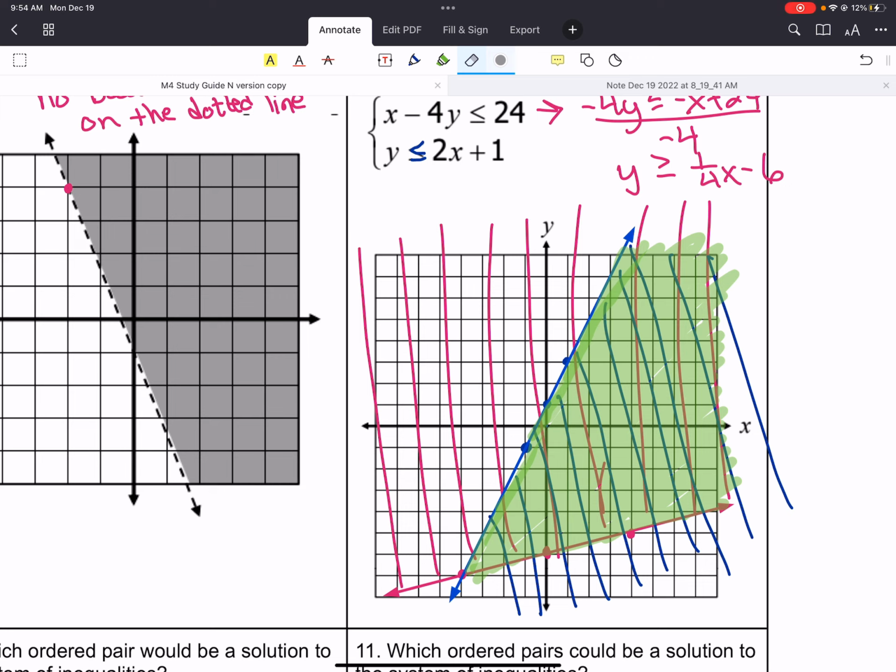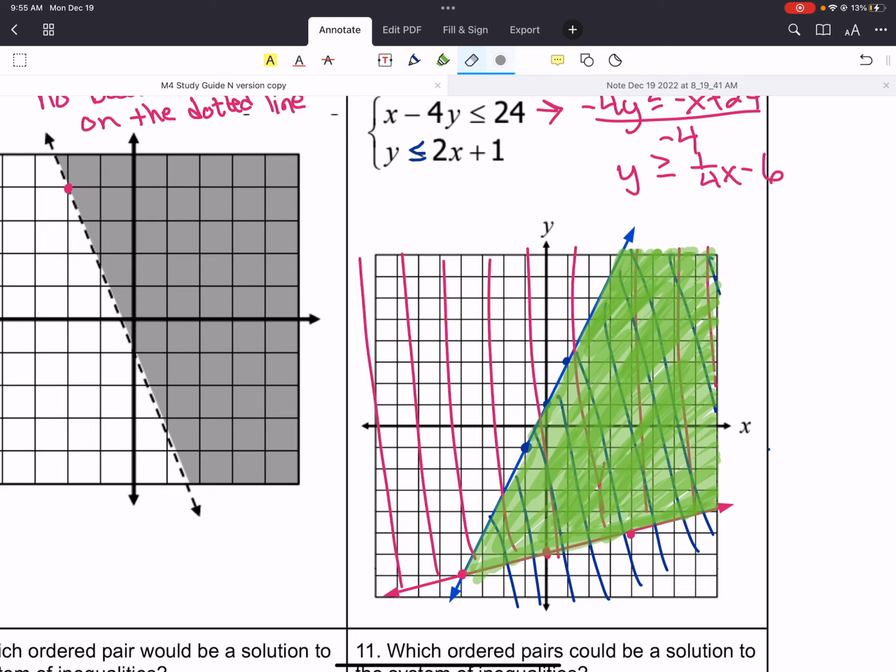And then I can go clean this up some. You don't have to do this. I'm just doing it so I can make it relatively neat so that you'll be able to see exactly what I'm talking about. There we go.